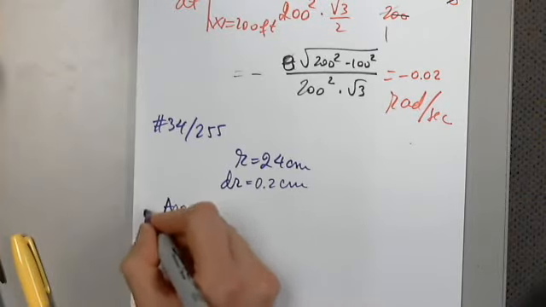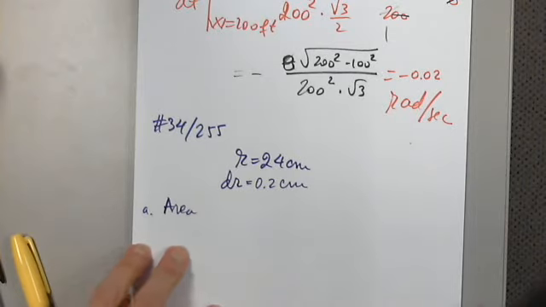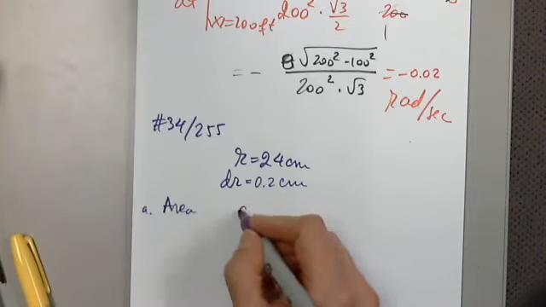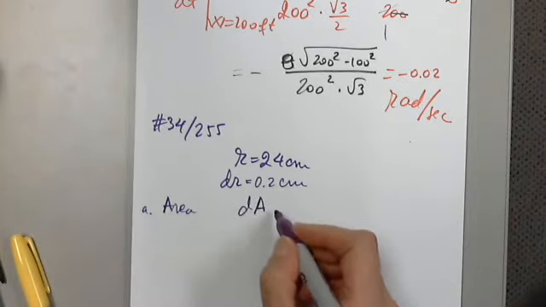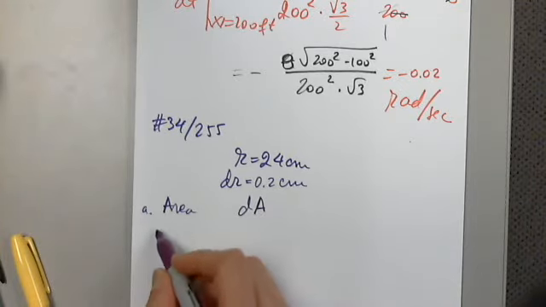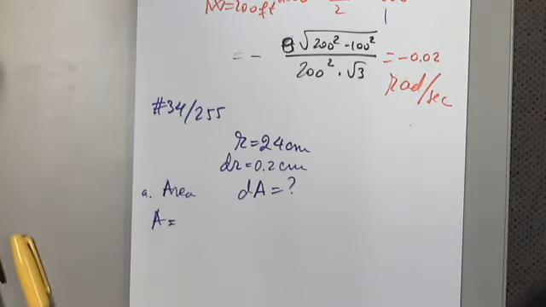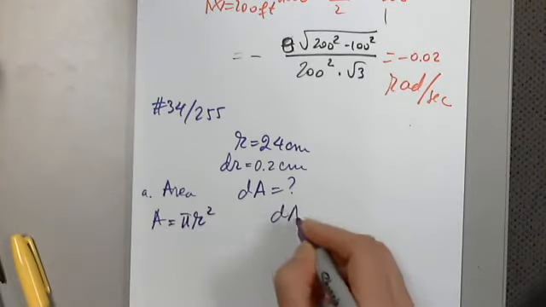So, what am I asked to find? The error in the area. dA. So I'm asked to find dA, right? So first I have to find the area. So this is the question. How much is the area of a disk? That's it. So now let's find the A.